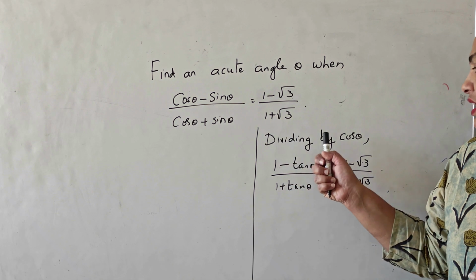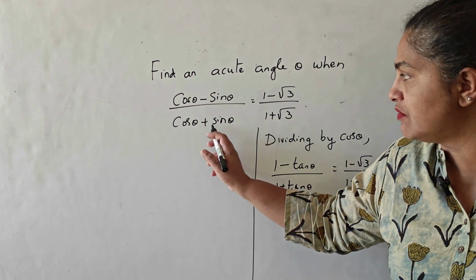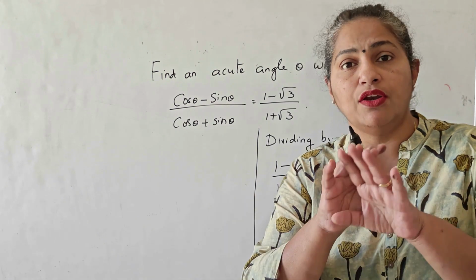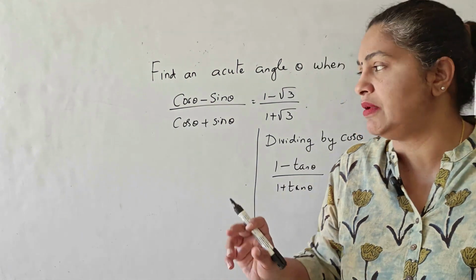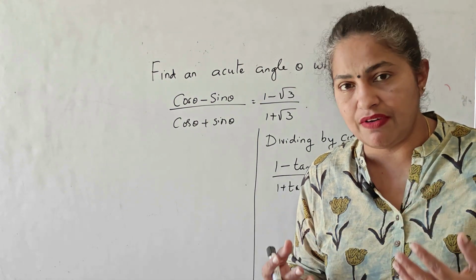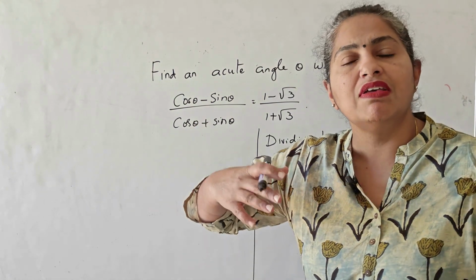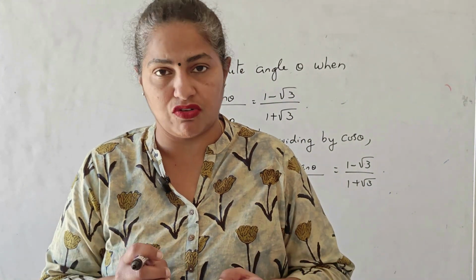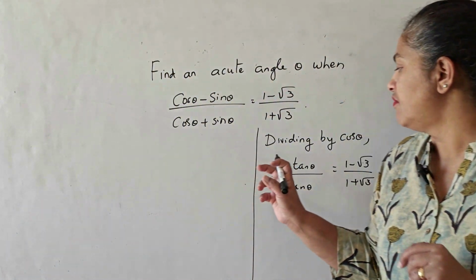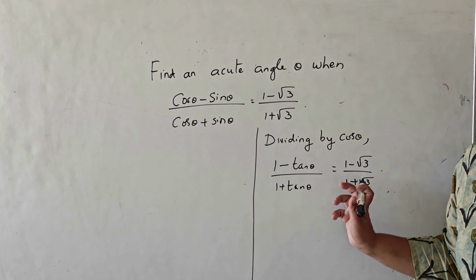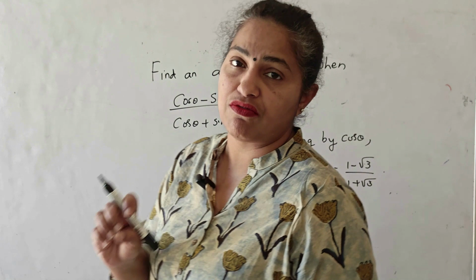So, we are dividing the entire equation by cos theta. Now, why are we dividing by cos theta and not by cos square theta? The reason being, the powers over here are 1. So, I don't need to divide by cos square theta. In the previous case, I had a sin square theta, so I had to divide by cos square theta. Okay. So here when you are dividing, you will get 1 minus tan theta by 1 plus tan theta is equal to this particular value.